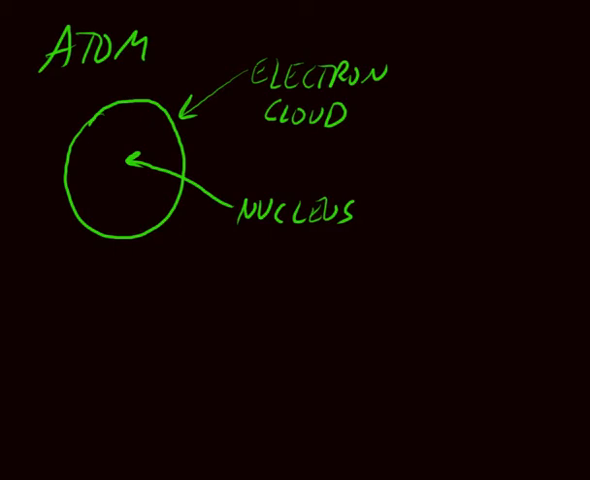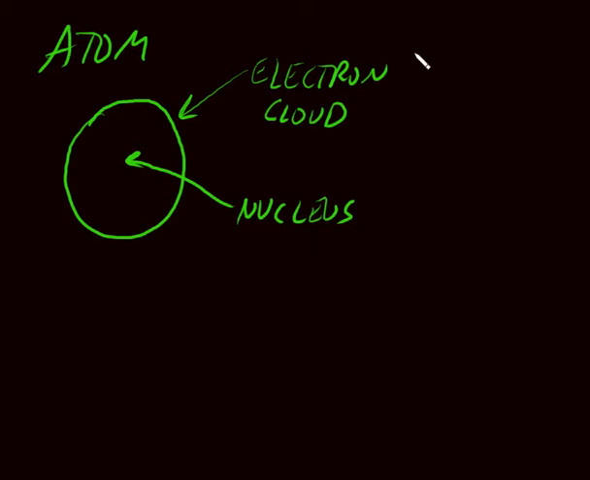Hi, in this video I'd like to talk about the basics of the atom. And here in the video we have an atom represented by this sphere. And in the atom we have two major regions, the nucleus and the electron cloud. The nucleus is the dead center of the sphere, and the electron cloud is the entire area surrounding that sphere.